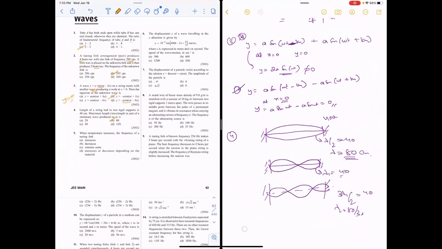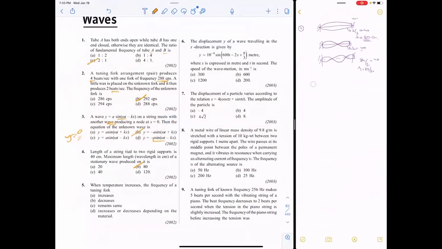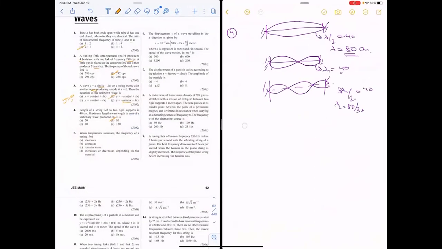Next one. Fifth question. When temperature increases, the frequency of the tuning fork. So the length of the tuning fork, when you increase the temperature, the length of the tuning fork increases. So lambda increases. This is the tuning fork, no? When you increase the temperature, this length increases. When you have a tuning fork, this is the node.